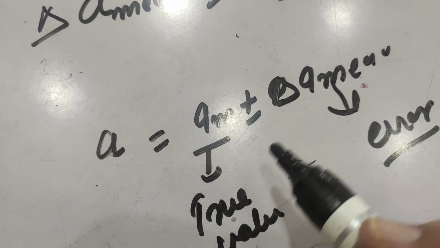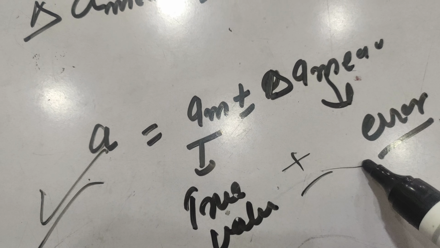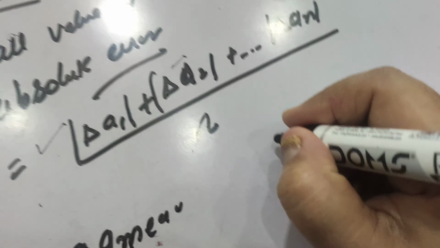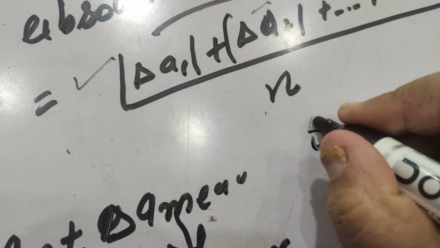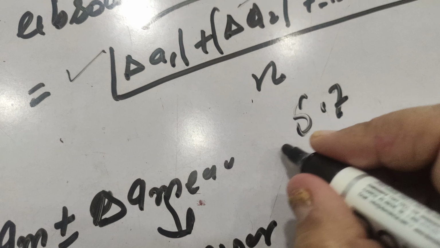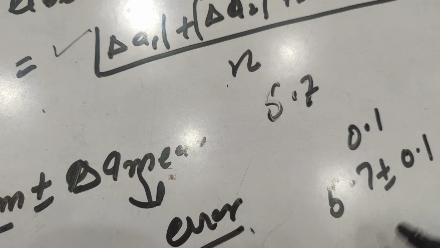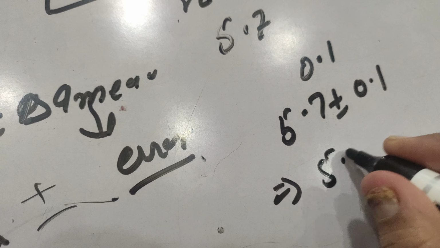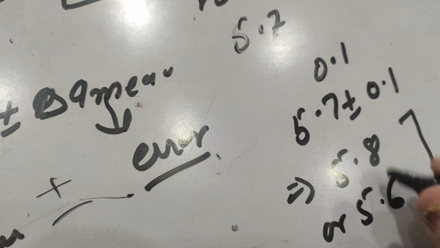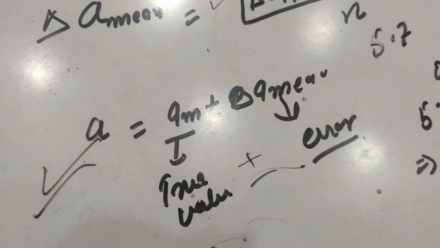It means that the true value which we have calculated can be greater than or smaller than the measured value. For example, let us consider the true value of a physical quantity is 5.7, and the error is 0.1. So we will write the physical quantity as 5.7 plus minus 0.1. So it means the value could be 5.8 or it could be 5.6. It means our value lies between 5.6 and 5.8. So this is how we represent any physical quantity.